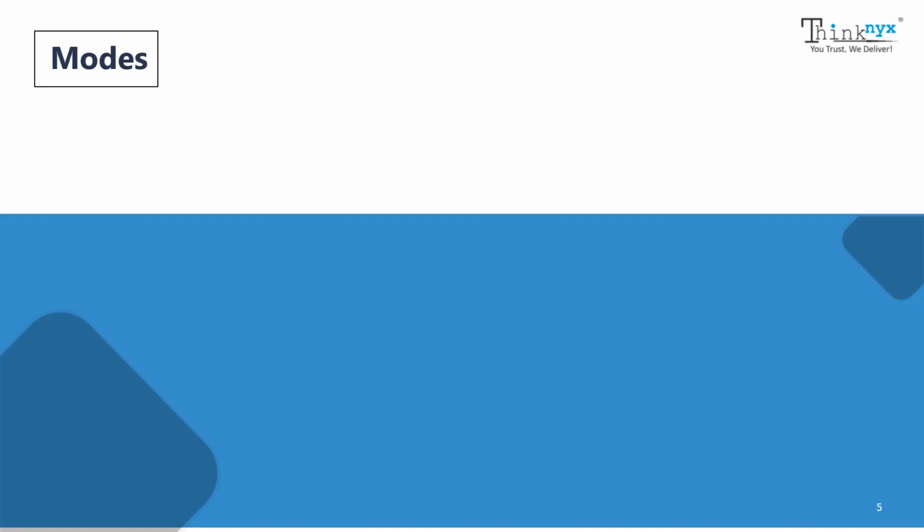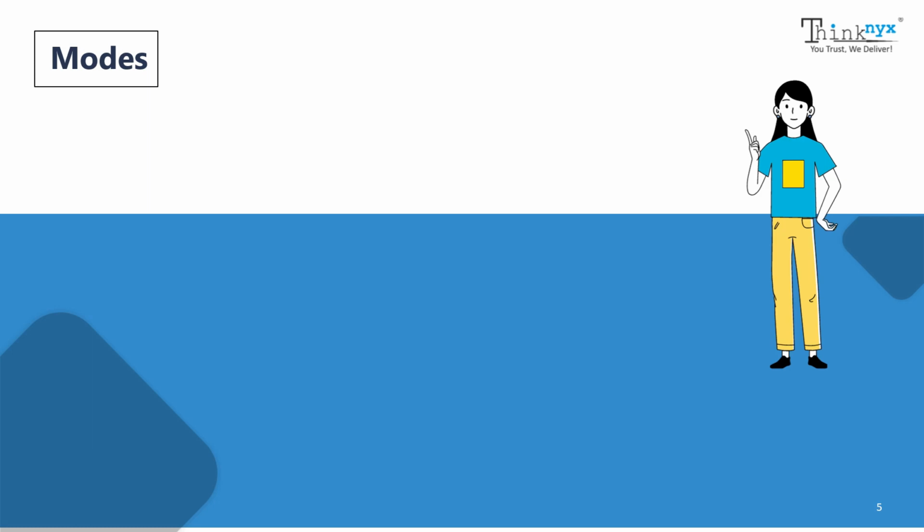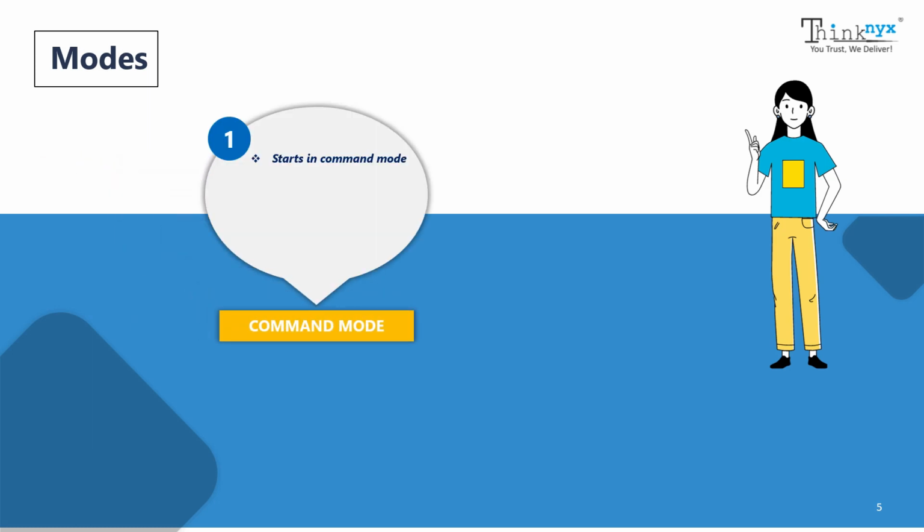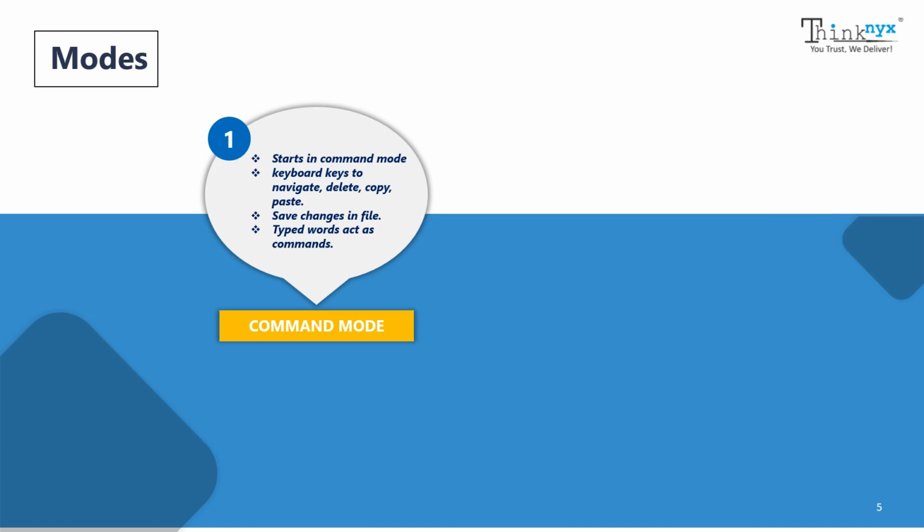In order to work on VI, we need to understand the operation modes in VI. And there are two modes in it. First mode is command mode. VI editor opens in this mode and it understands only commands. In this mode, we can move the cursor, cut, copy, paste, and save changes in the file. Typed words act as commands and they are case sensitive. Make sure you use proper case.